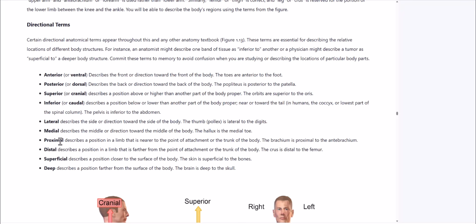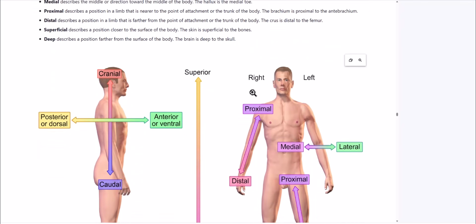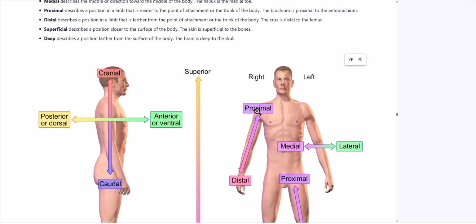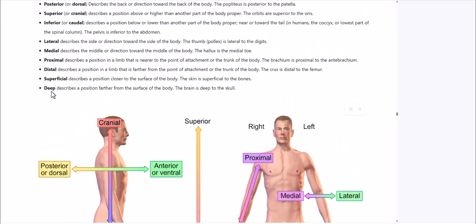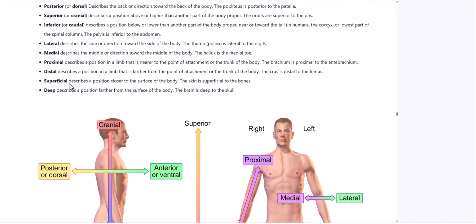Proximal and distal. Proximal, closer to where the arm or leg attaches to the rest of the body. Distal, a greater distance away from that point of attachment. Proximal and distal will only be used when describing the arms and the legs, the upper and lower extremities. Superficial and deep have to do with how deep something is to the surface of the body. So a deep wound or a more superficial wound.